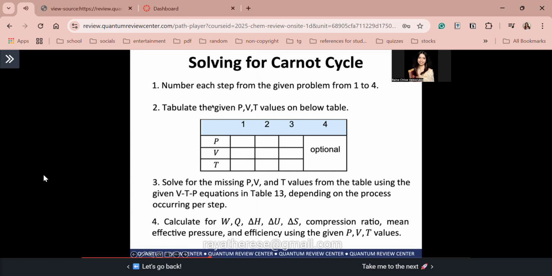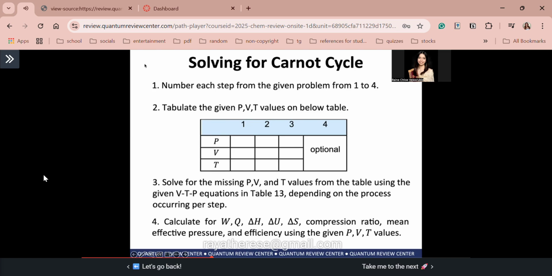Now guys, how do we solve Carnot cycle-related problems? I have a shortcut for you. Let's go straight to the shortcut. The Carnot cycle only rarely comes out in the board exam. So guys, we should maximize our time in answering the board exam. Therefore, if the Carnot cycle does appear in the board exam, let's have the most efficient solution possible. So this shortcut will definitely be helpful to you.